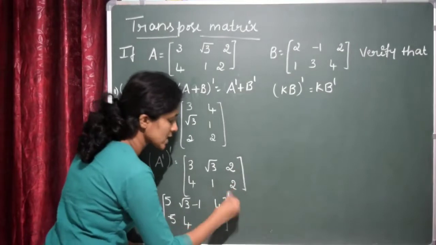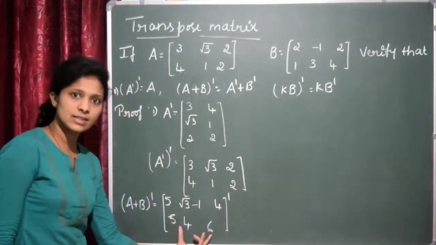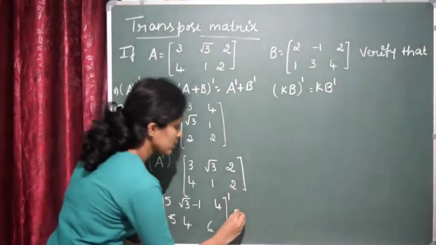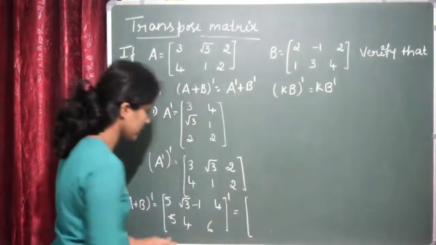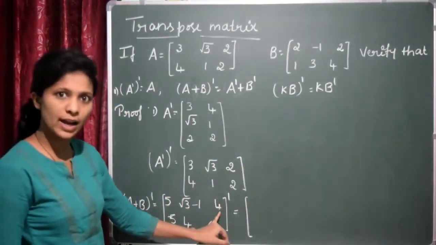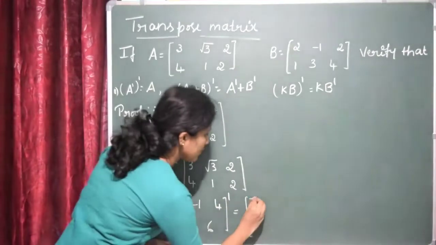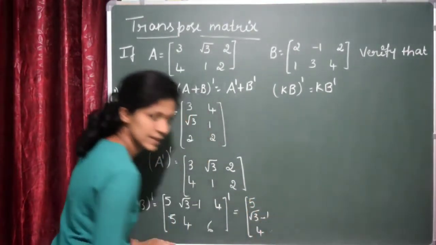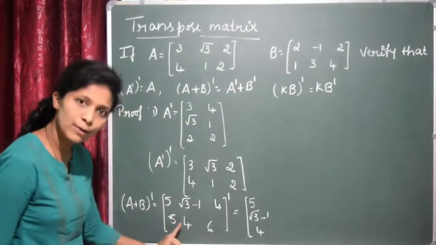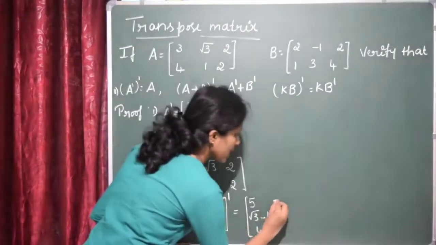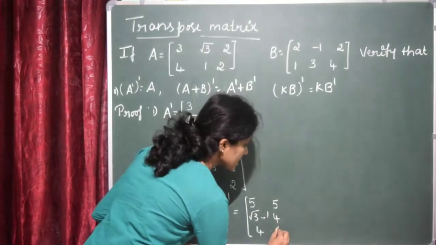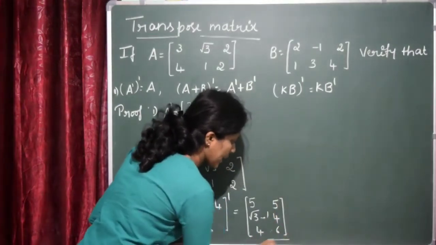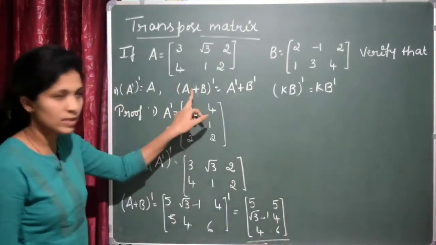Now how to find the transpose of this? This is the value of A + B. Then we will find the transpose of this one. So this is equal to 5, root 3 minus 1 and 4 in the row. Now the column will be 5, root 3 minus 1 and 4. Is it clear? Now the second row is 5, 4 and 6. Here it should be a column 5, 4 and 6. So this is (A + B)'. Now we got the left hand side.